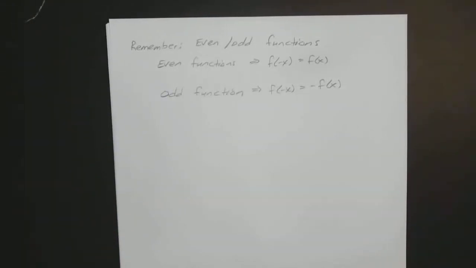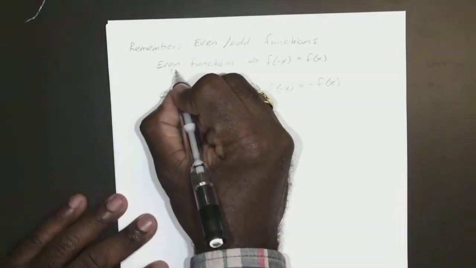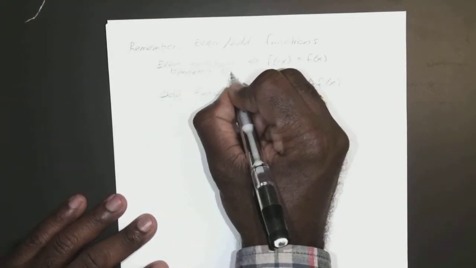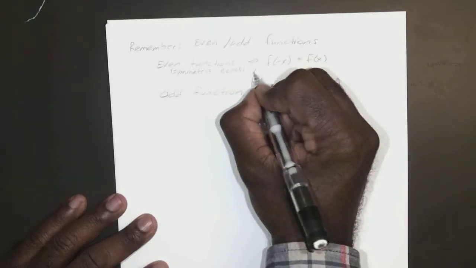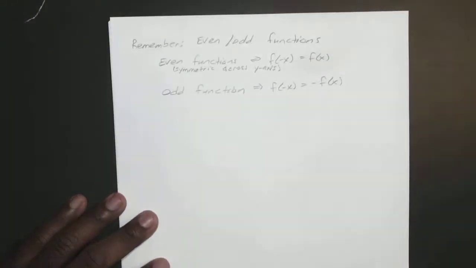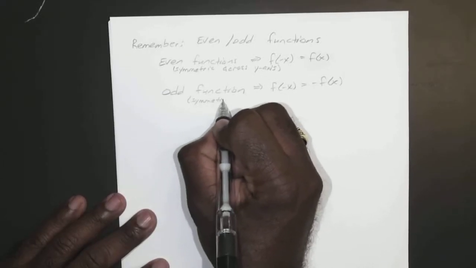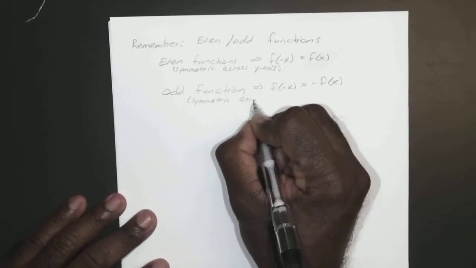Okay. So basically an even function is symmetric across the y-axis, which looks like a mirror image of each other. And an odd function is symmetric across the origin, which looks like if you flipped it across the y-axis, then again over the x-axis. So this is symmetric across the y-axis. And odd functions are symmetric across the origin.